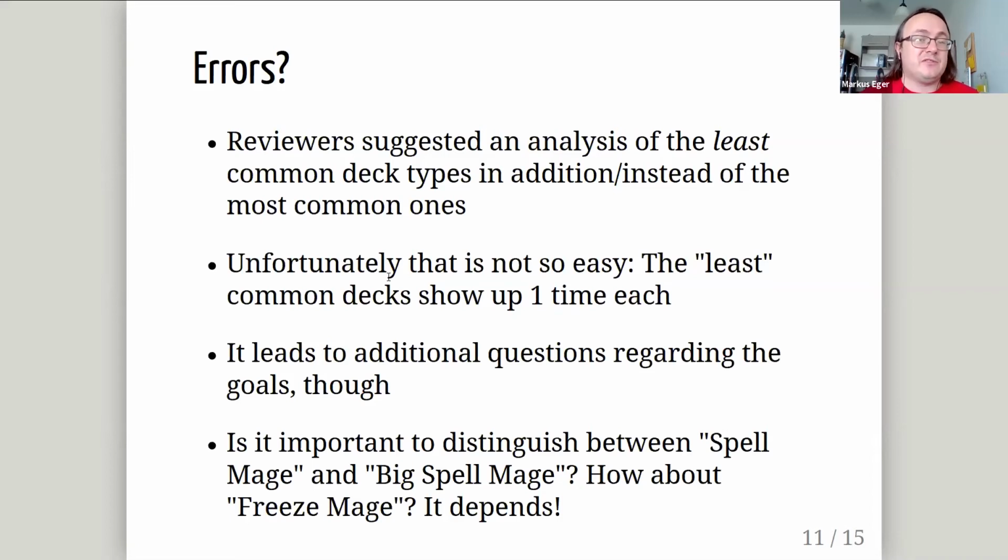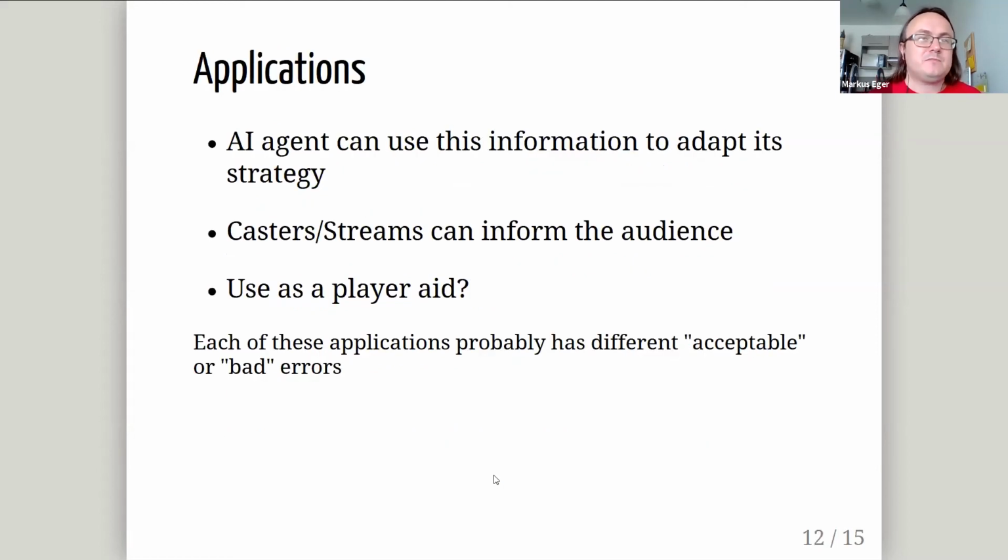And it did lead us to think about what is a good error? What are the errors that can occur? Is it important if we know this is spell mage, big spell mage? Probably not, but who knows? How about the freeze mage? So if these names don't tell you anything, spell mage uses spells, big spell mage uses spells, but some of them are a bit more expensive. And then freeze mage uses particular kinds of spells. Generally, those are pretty much the same. Maybe, who knows? Depends on what your application is.